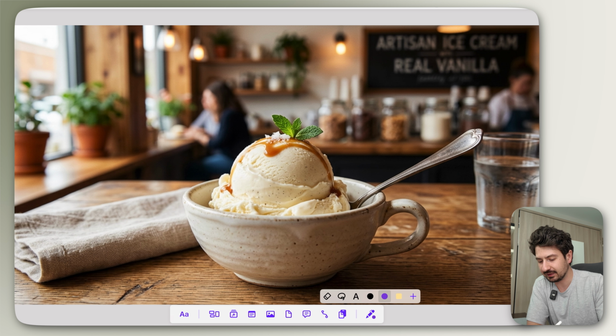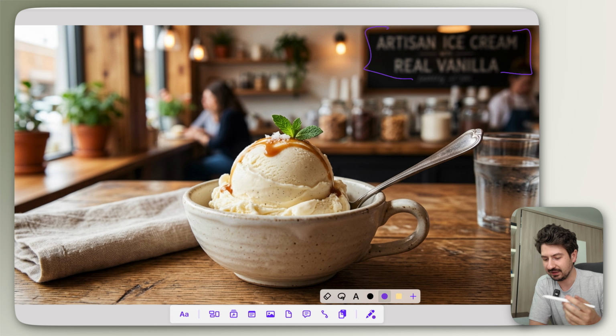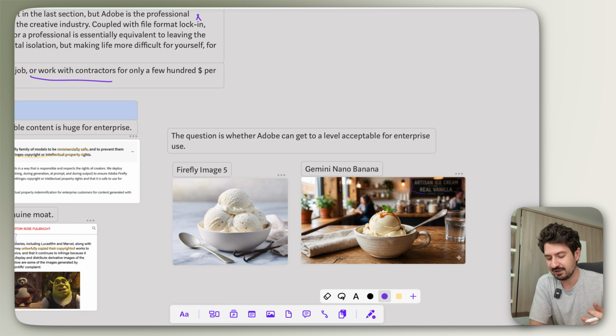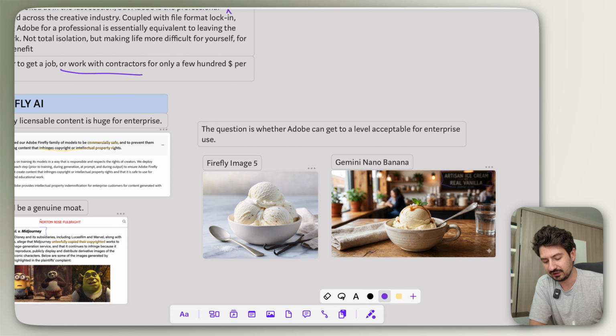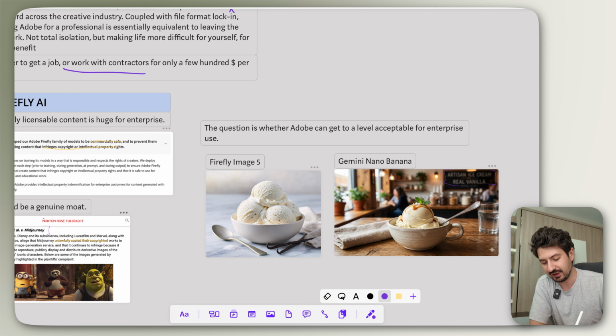I don't know if it's perfect. I think this font here isn't great. I mean, it's pretty good, but I don't know. I'm not a designer. I think this looks way better than Firefly. So I think even if that commercial lawsuit gets resolved in Adobe's favor, I would say they still need to be able to improve their model to the point where it's usable for advertising content.